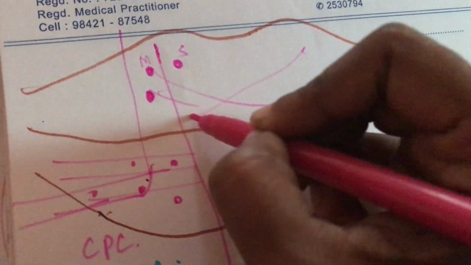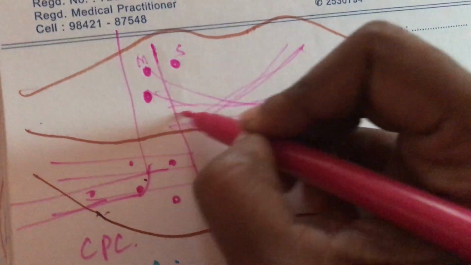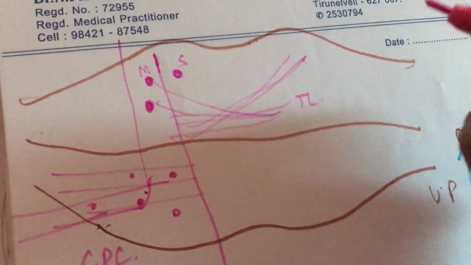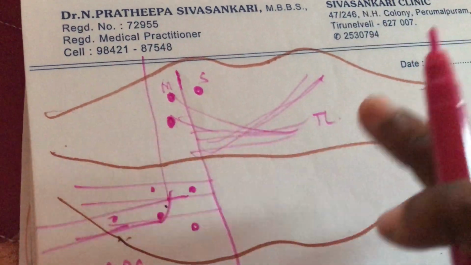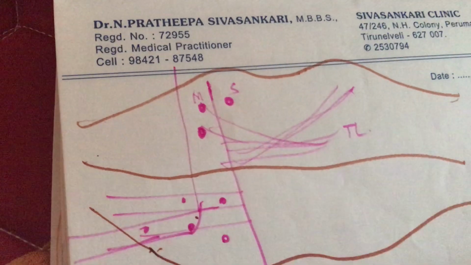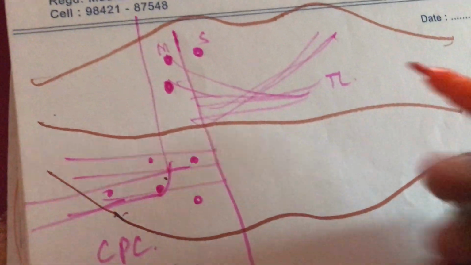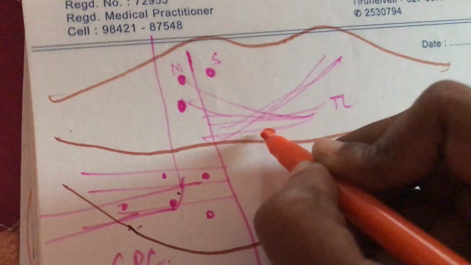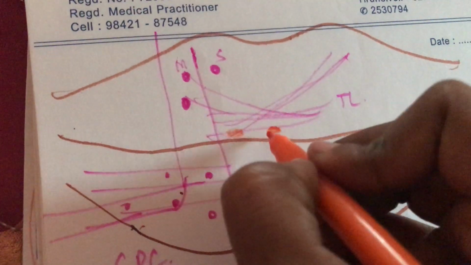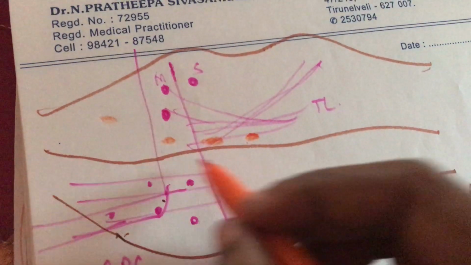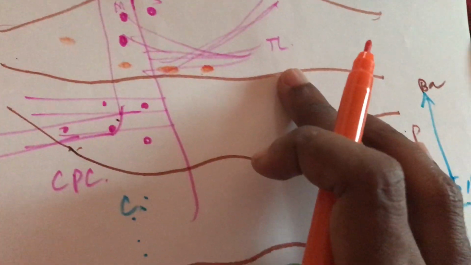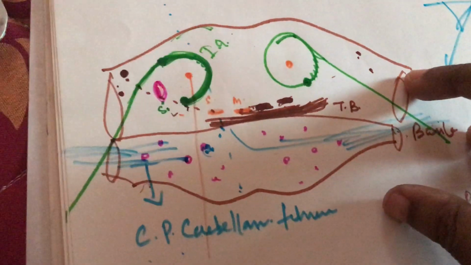All of them decussate here and they form the trigeminal lemnisci. That's all about this area, the upper part of the pons. We have seen the trigeminal lemnisci. Now I will place all the lemnisci here: medial lemniscus, lateral lemniscus, spinal lemniscus, and the trigeminal lemniscus. All the lemnisci are formed in the upper part of the pons. So the lower part of the pons is here.